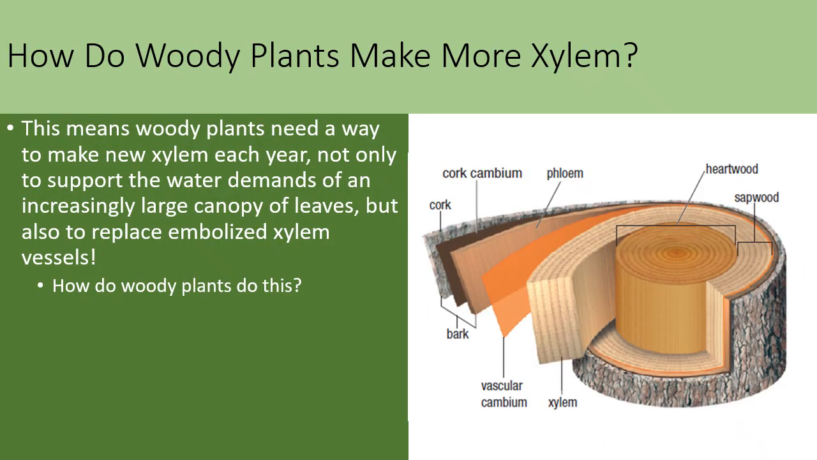So that means that basically these woody plants need to be able to make new xylem each year, not just because they're growing more branches and more leaves as they get bigger and need to support a larger canopy of leaves, but also because every single year they're losing xylem vessels to embolisms. And those embolized sapwood xylem vessels become heartwood over time. So plants basically need a way of constantly adding new layers of xylem tissue every single year. So we're going to explore how they do that.